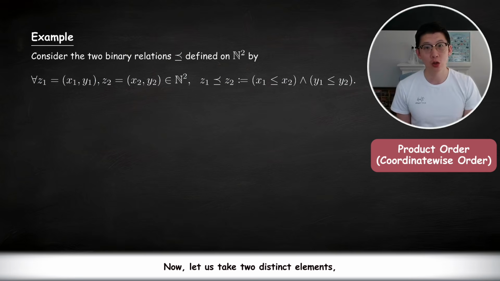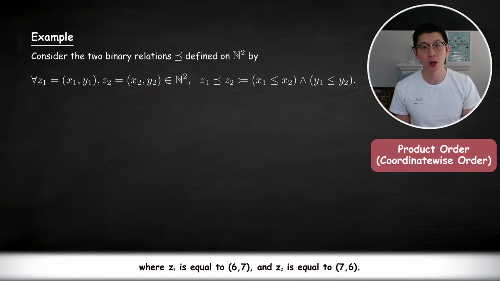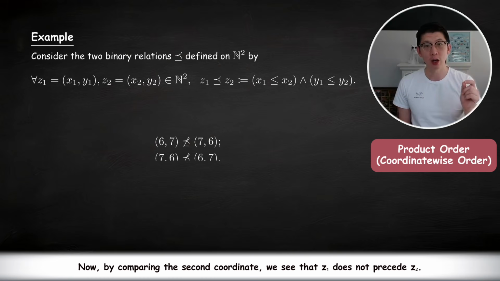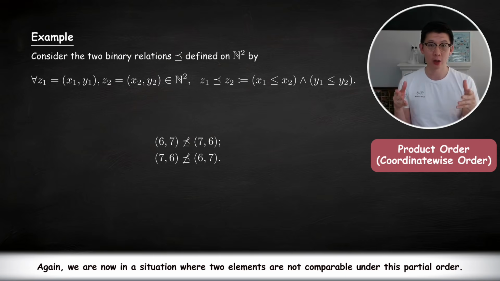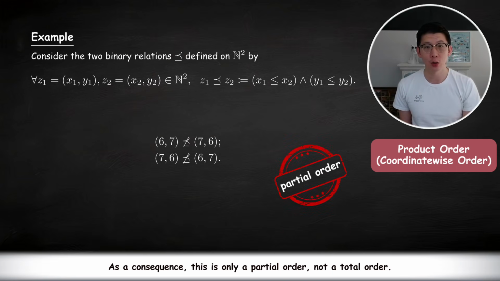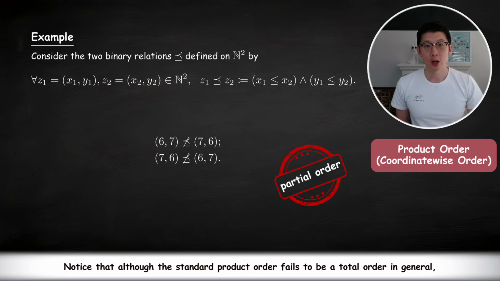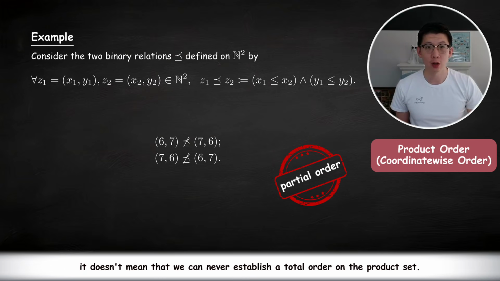Now, let us take two distinct elements, where z1 is equal to (6, 7) and z2 is equal to (7, 6). By comparing the second coordinate, we see that z1 does not precede z2. By comparing the first coordinates, we see that z2 does not precede z1 either. Again, we're now in a situation where two elements are not comparable under this partial order. As a consequence, this is only a partial order, not a total order. Notice that although the standard product order fails to be a total order in general, it doesn't mean that we can never establish a total order on the product set.